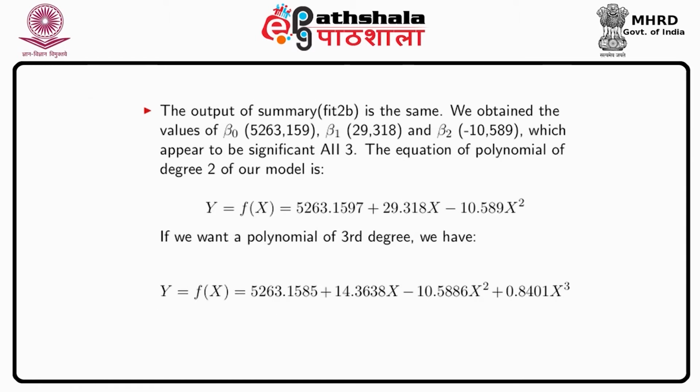Now the output of summary fit 2b is the same. We obtain the values of beta 0, beta 1 and beta 2, which appear to be significant in all the cases. Now if we look at the equation of the polynomial of degree 2 for our model, it will be given by the following functional form. And if we want to fit a polynomial of degree 3 using the estimates of the coefficients, we will see that they are of the following functional form.